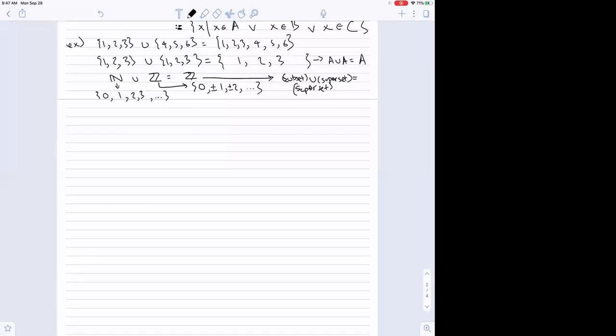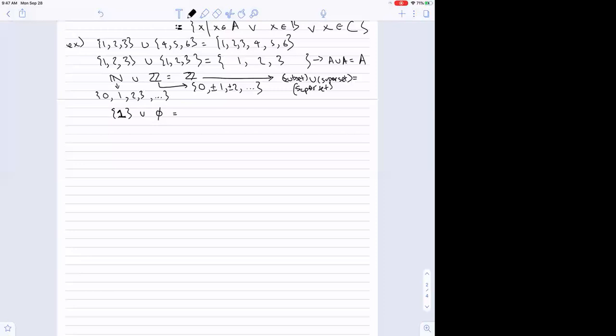Okay, so another example, let's say that we do the singleton, which just means a set consisting of one element, if you haven't heard that before. So that's just the set containing one, union the empty set. So what do you think this would be? Does anybody know? The empty set is not adding anything new to this union.